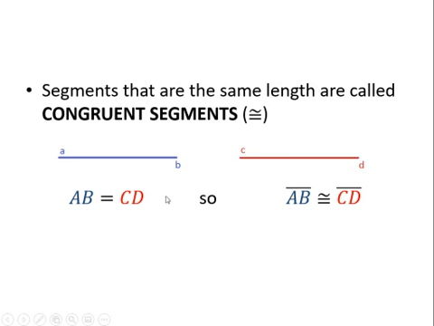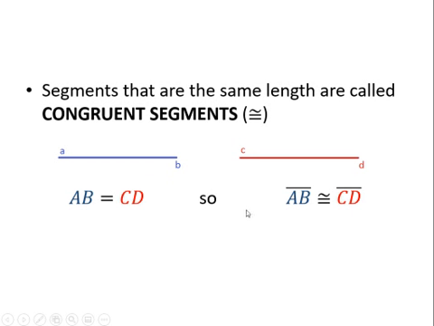AB is equal to CD if we're saying that their length, their measure, is the same, which we can write this way: AB is equal to CD. That's talking about the lengths of them. They're both 10 inches long. They're both 5 feet long. That's how you would write that one.